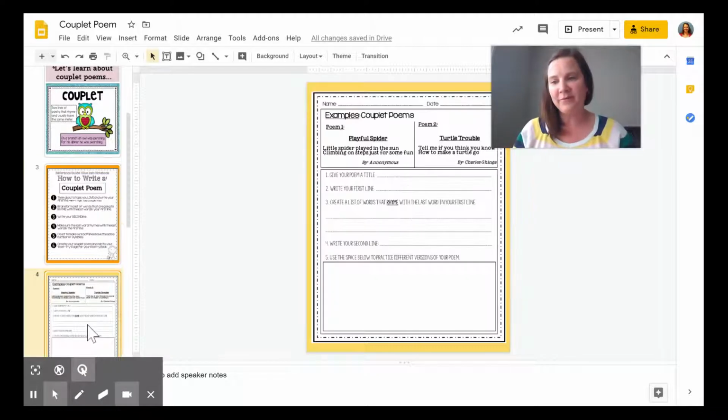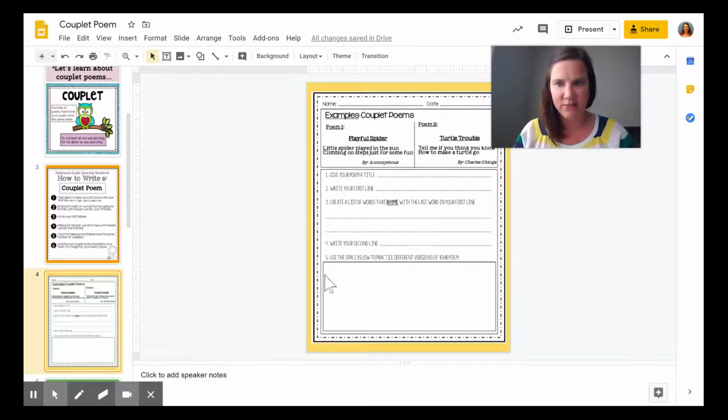All right, this slide is the 4th slide, and we have some examples up at the top of couplet poems. I like that the author gave each poem a title. I encourage you to give your poems a title to make the reader think about your poem and what it might be about. This one's called Playful Spider. Little spider played in the sun, climbing on steps just for some fun. I hear the rhyme, sun and fun.